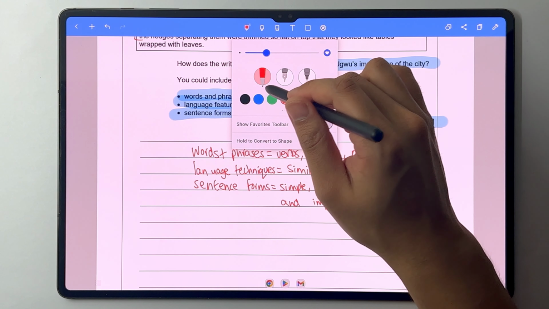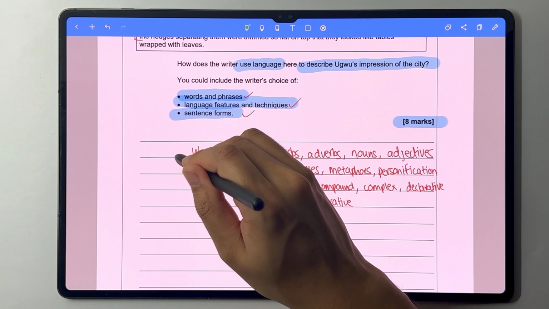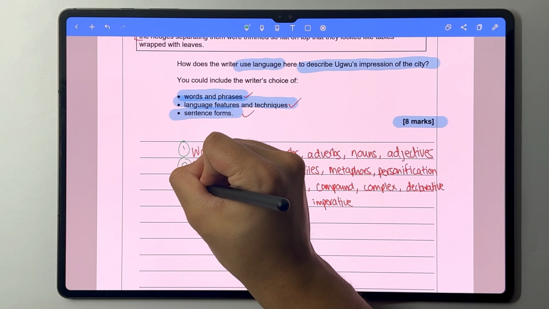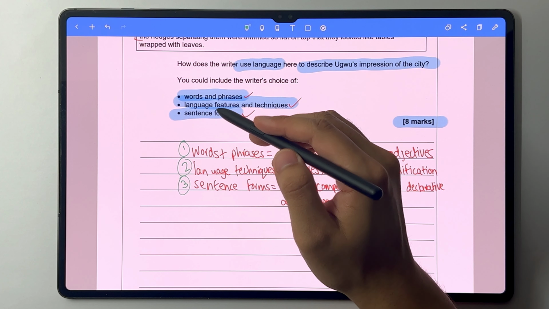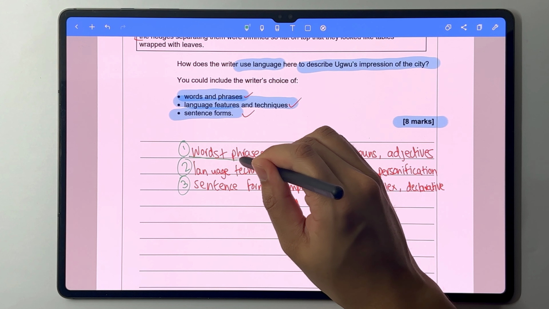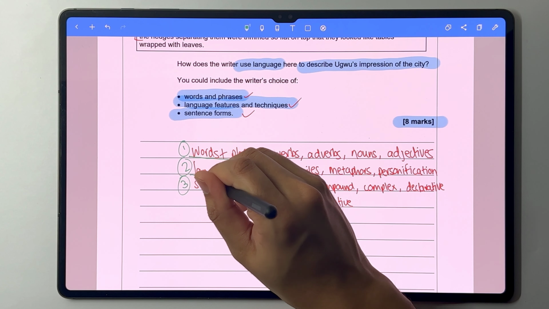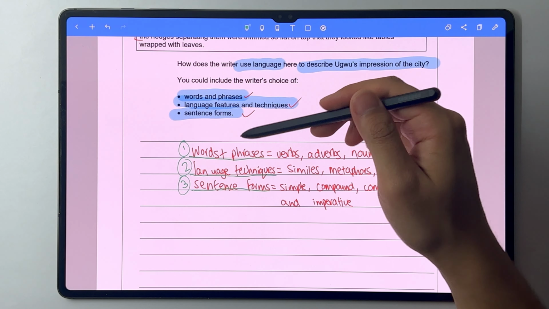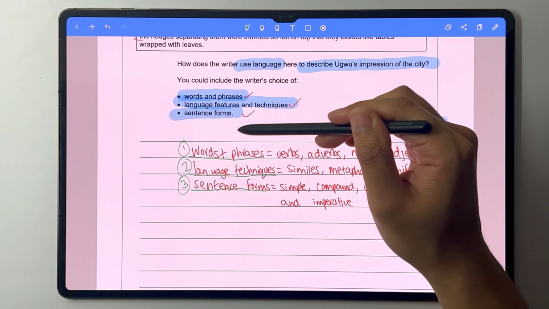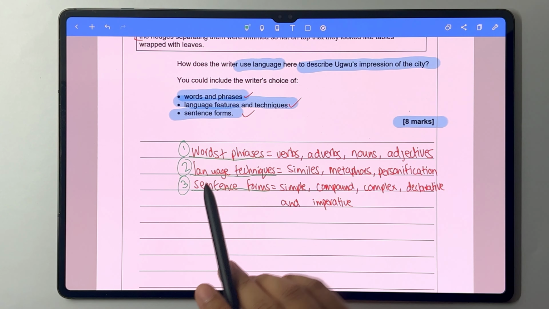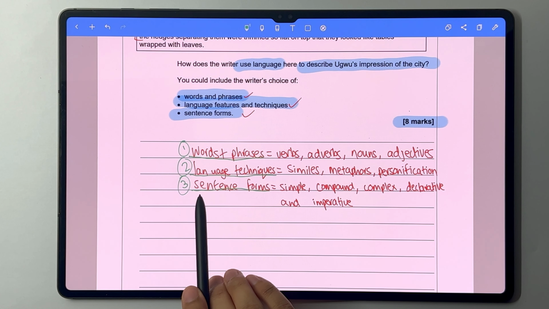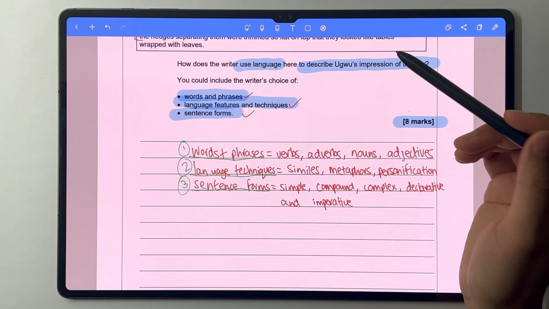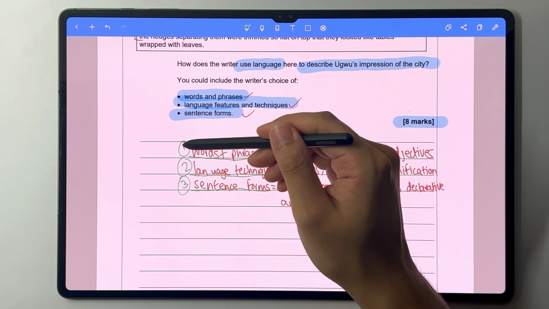Now, when you answer the question, you need to look at number 1, words and phrases, as mentioned, number 2, language features and techniques, and number 3, sentence forms. So potentially you could have 1 paragraph on the words and phrases, 1 paragraph on the language features and techniques, and 1 paragraph on the sentence forms. Often you will find many examples for 1 and 2, but sometimes students struggle to find examples of number 3. Saying that, it doesn't mean you cannot score the highest mark possible. You can still score full marks by just simply looking at 1 and 2.